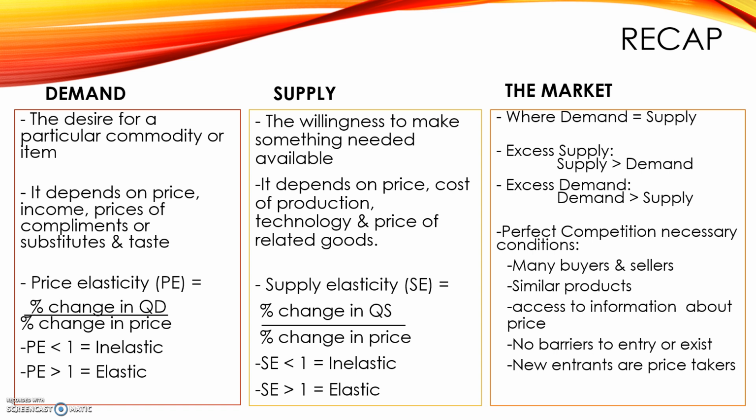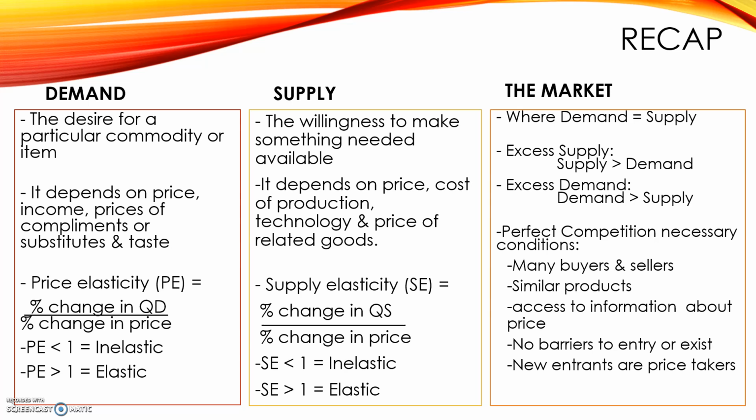Supply. Supply is the willingness to make something needed available. It depends on price, cost of production, technology, and price of related goods. Supply elasticity is calculated by the percentage change in quantity supplied over a percentage change in price. Supply is inelastic when supply elasticity is less than 1, and supply is elastic when supply elasticity is greater than 1.